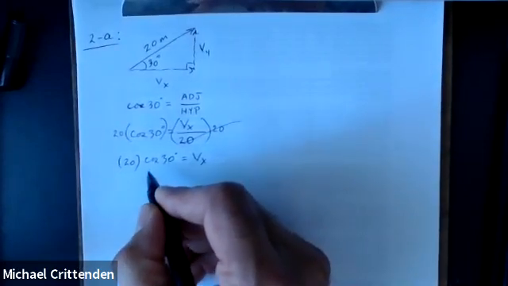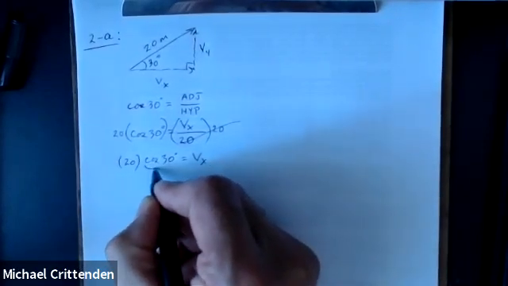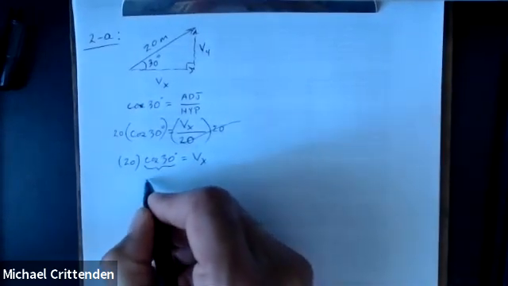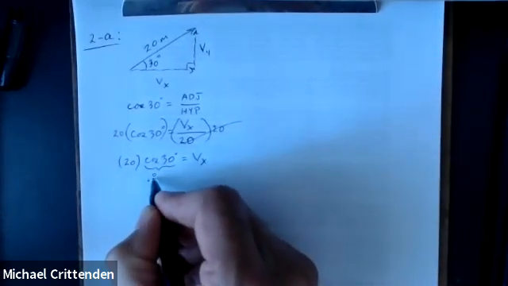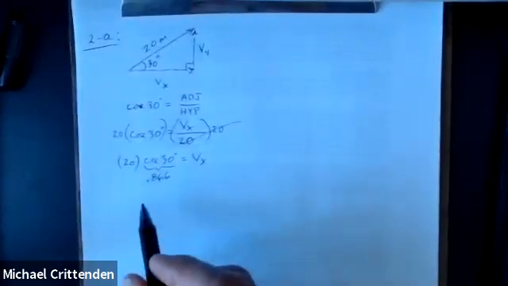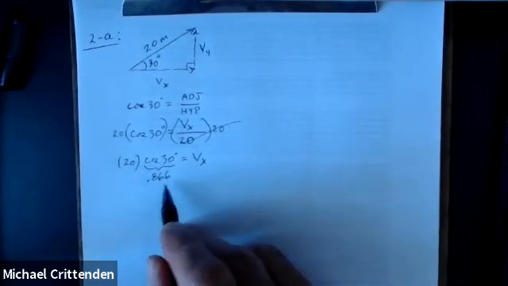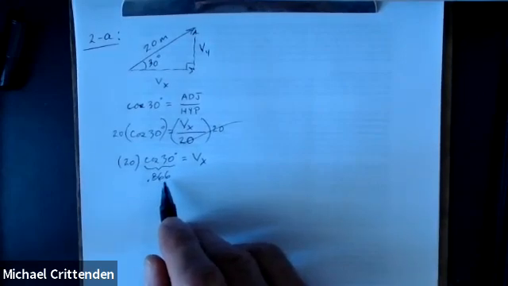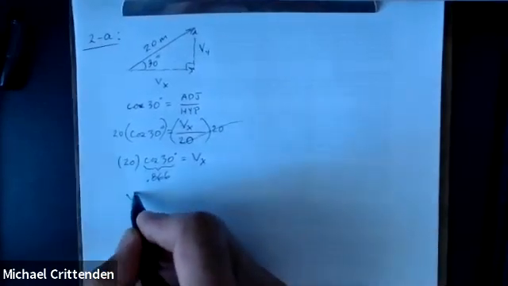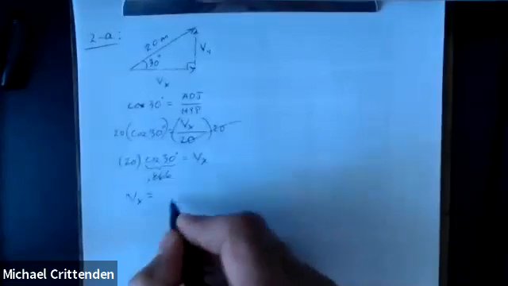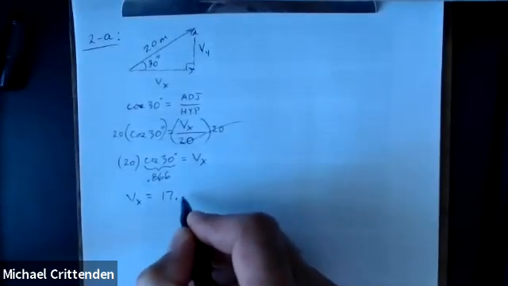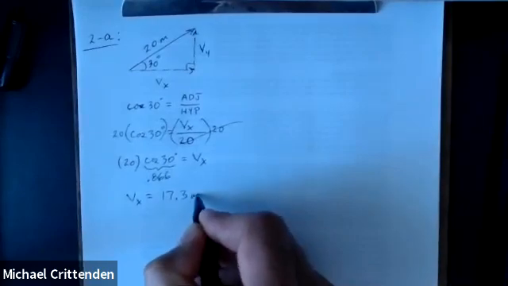And whether or not you know the cosine of 30 degrees, the important thing is your calculator knows that it's about 0.866. It keeps on going. It's not 0.866 exactly, but rounded off to three significant figures. That's what it looks like. So you multiply that times 20, and it comes out 17.3 meters. That's the x component.